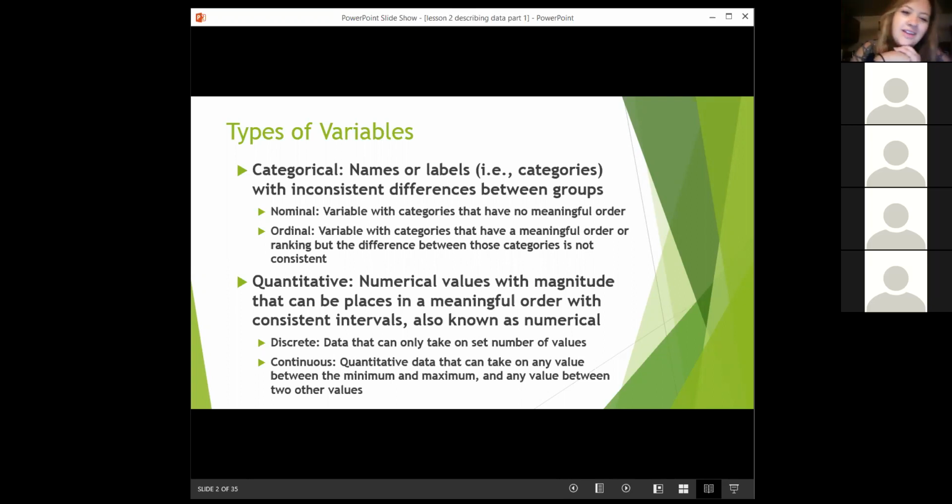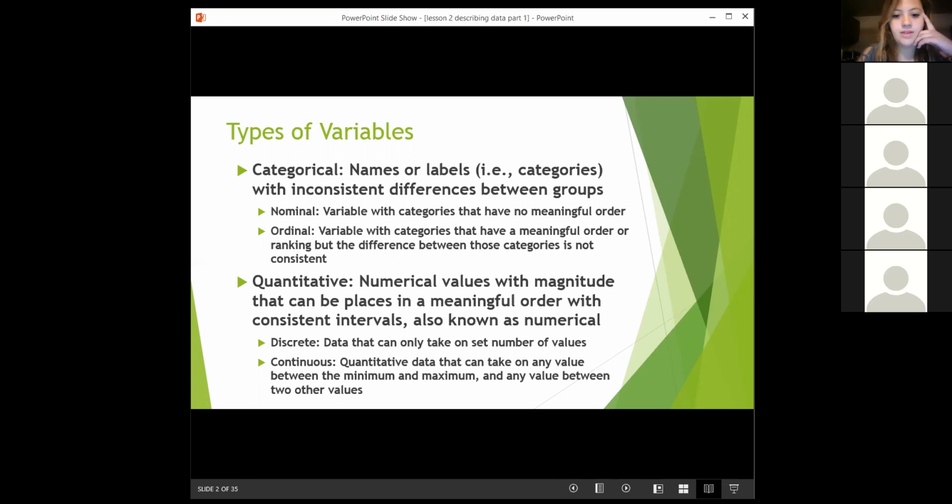Flavors. I feel like I'm always thinking about food. That's why I always use that example. Colors, that kind of thing. And then ordinal are going to be variables that have to take on some sort of order, hierarchy, class rankings. I always use that one. Or like schooling levels, that kind of thing.